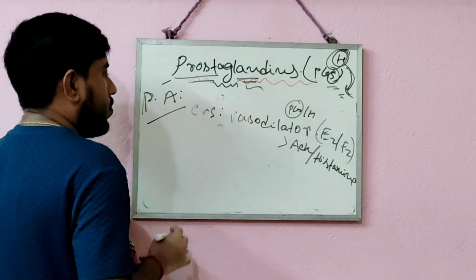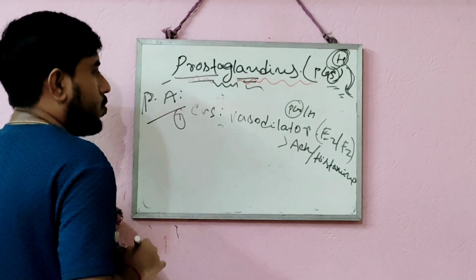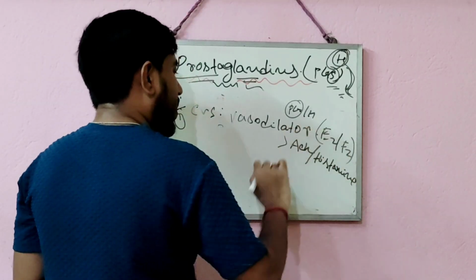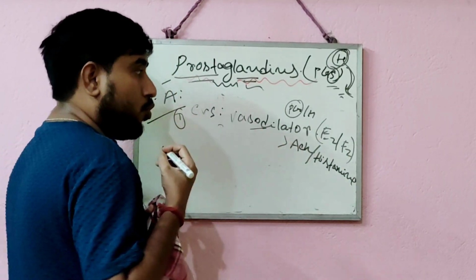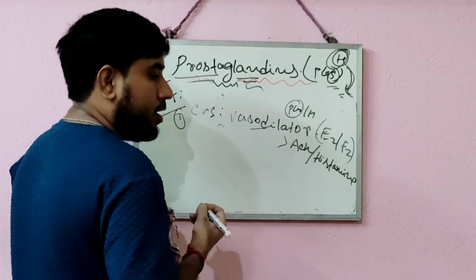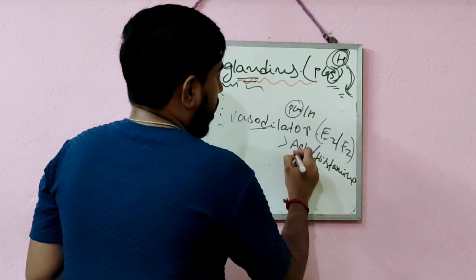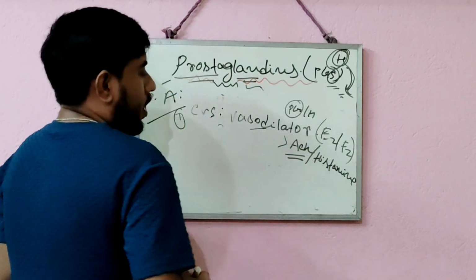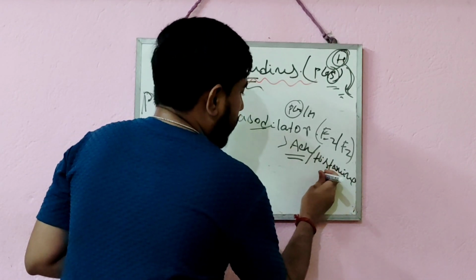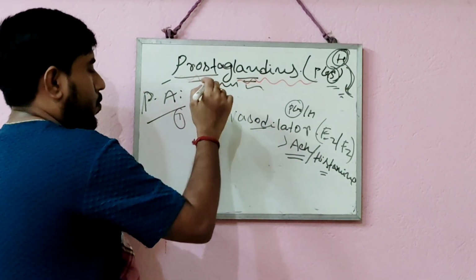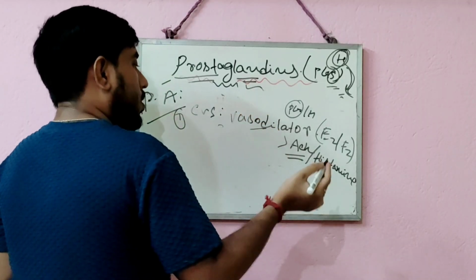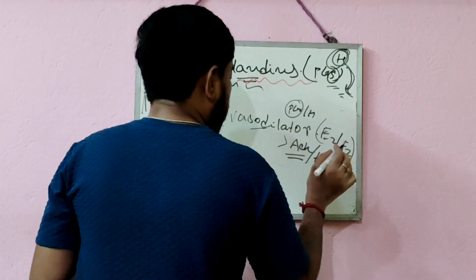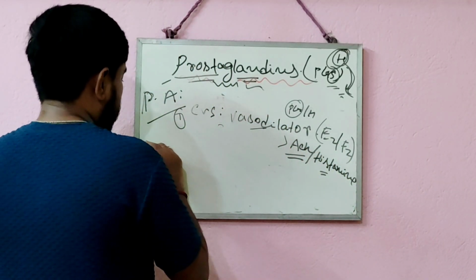That means in the CVS, or cardiovascular system, prostaglandin, whether E2 or F2, generally acts as a vasodilator, and it is a more potent vasodilating agent than the normal acetylcholine or histamine in our body. So prostaglandin is a very potent vasodilator, more than acetylcholine and histamine.